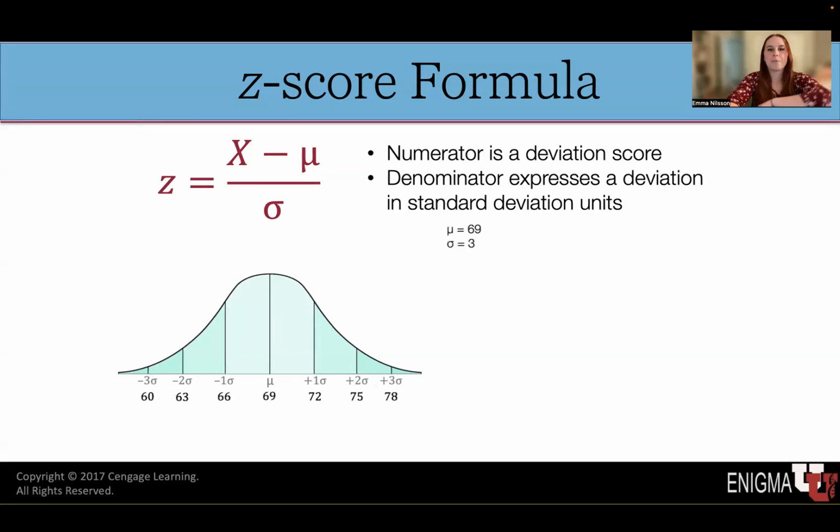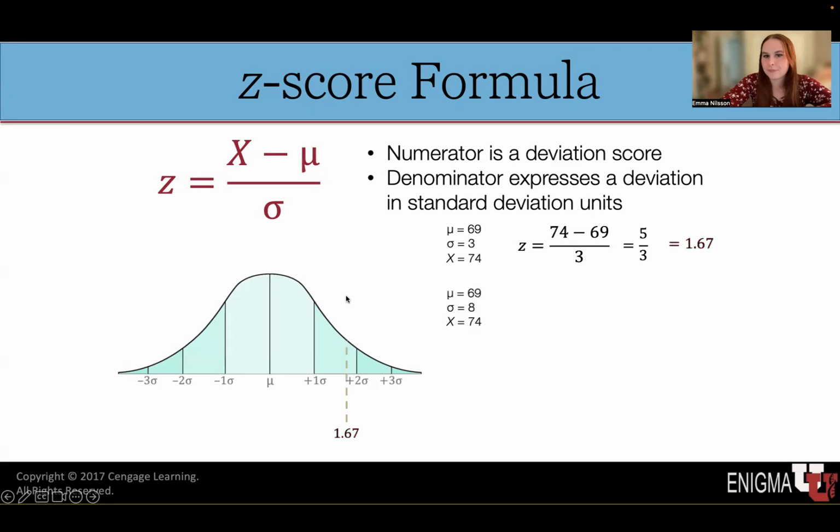Let's look at an example here. Let's say that we have a mean of 69 and we have a standard deviation of 3. Our x value is 74 and we want to transform that into a z-score. We'll plug it into our formula here. We'll take our raw score minus our mean over our standard deviation, and we're going to get 1.67. What that means is your raw score of 74 is 1.67 standard deviations above the mean.